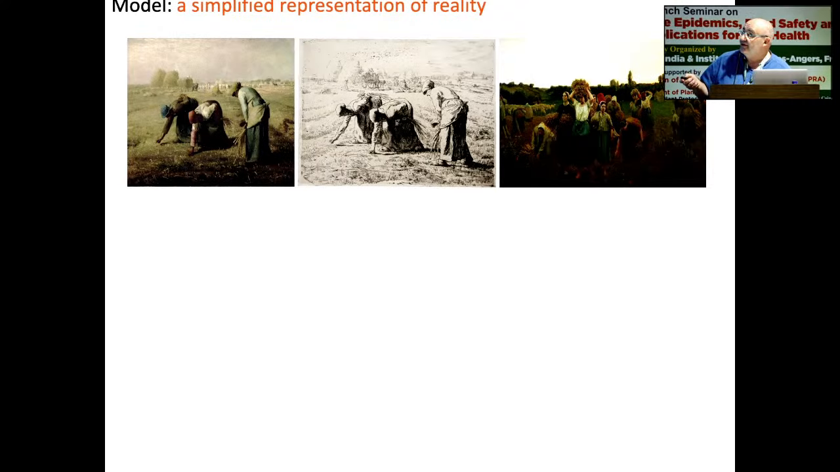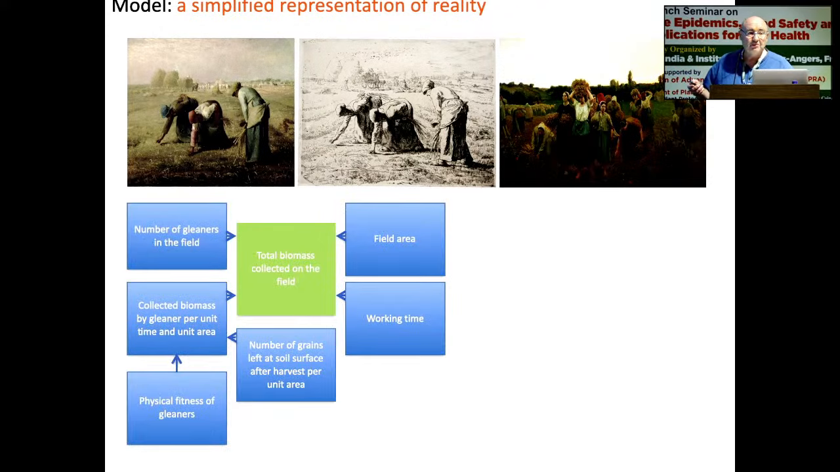So imagine that Millet, if he was not a painter, and actually if he had been a modeler, instead of painting, maybe he would have said, okay, I will think about making a conceptual model. Just to exemplify the idea, I designed for him a conceptual model of gleaners. I say, okay, what I want to predict is the total biomass collected on the field by my three gleaners. And then I stop and think about what will be important to predict that. Well, it will depend, of course, on the number of gleaners in the field.